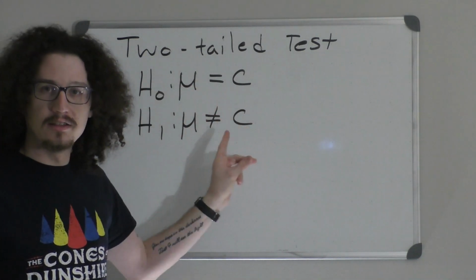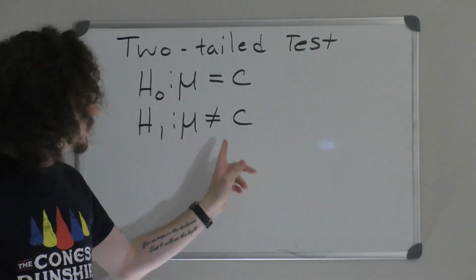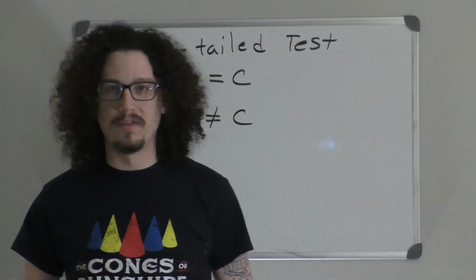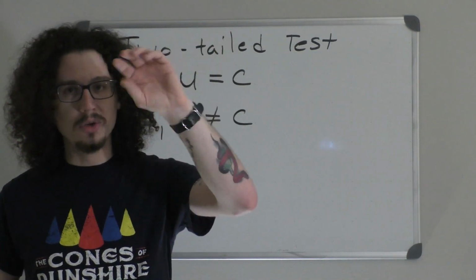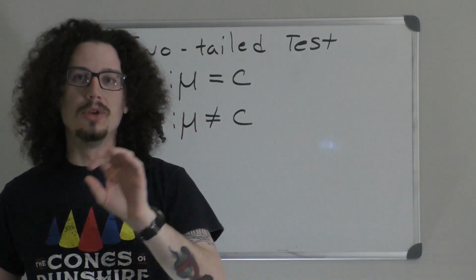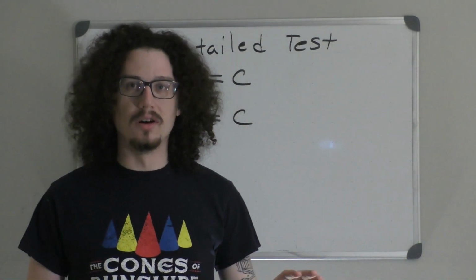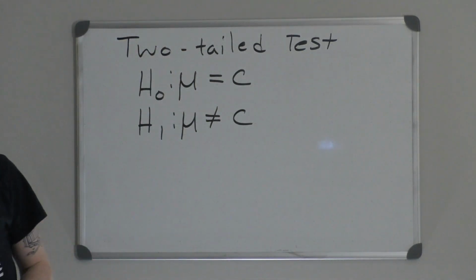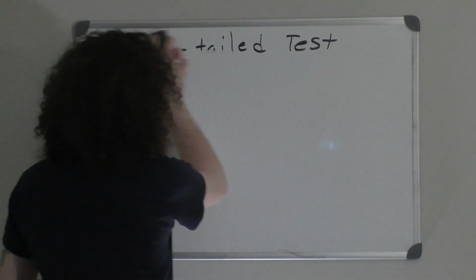So all of that rambling to say, when you're doing a two-tailed test, it has to look like this. The only thing that should change is your arbitrary constant as far as your null and alternative hypotheses go. Mu equals C in the null hypothesis, mu does not equal C in the alternative. That's the way we have to have that set up.